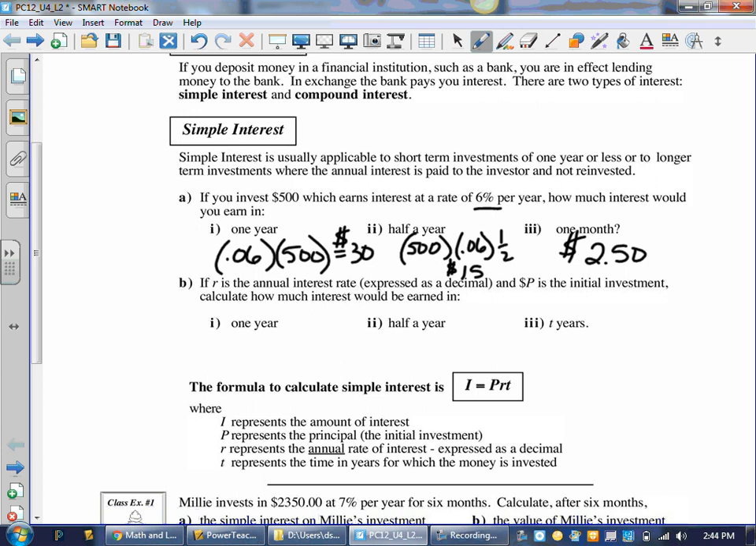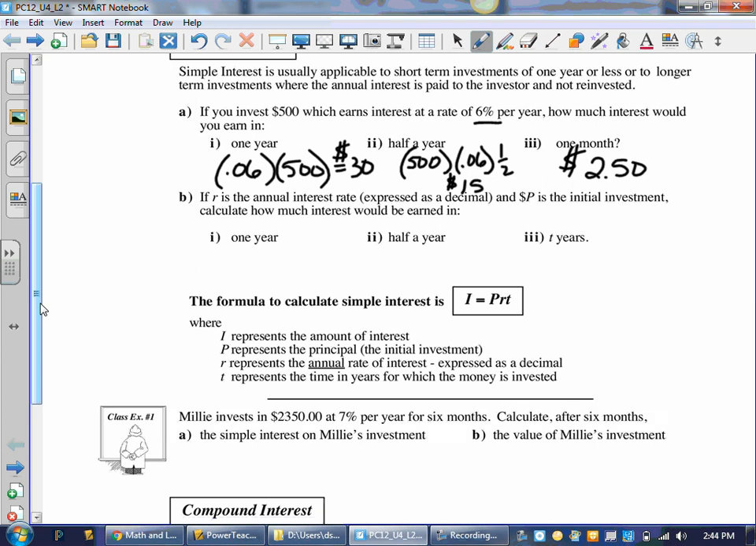And it says if R is the annual interest rate expressed as a decimal and P is the initial investment, how much interest would you earn in 1 year, half a year, and 2 years? So basically, the interest you earn is going to be the principal that you invest times the rate of interest times the time. That's called simple. Here are those things again. I is the interest that you earn only. So the simple interest formula only gives you the interest. If you wanted to know the total amount accumulated with simple interest, you would have to take your interest and add it back to the amount that you invested.